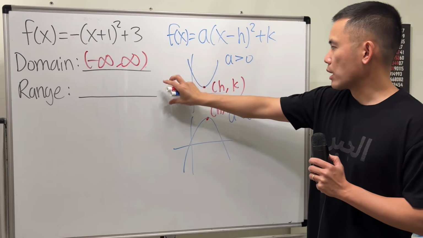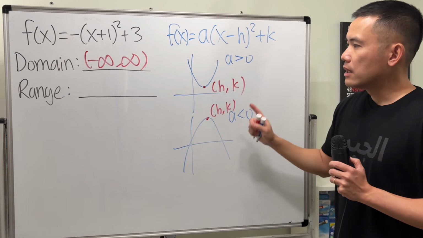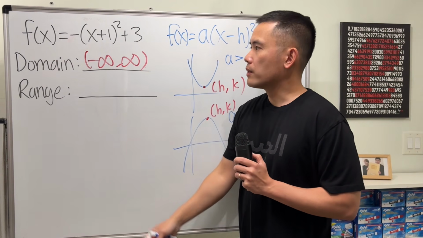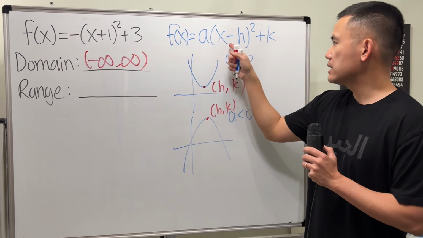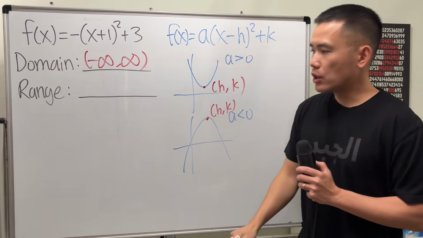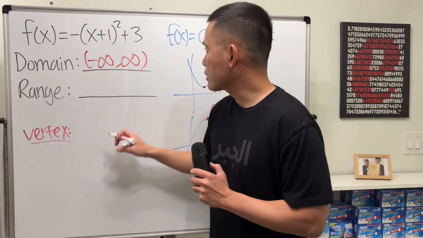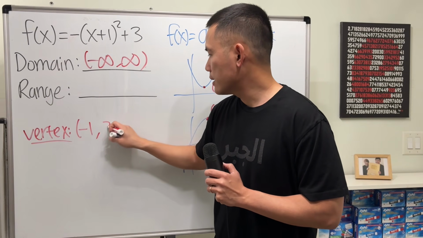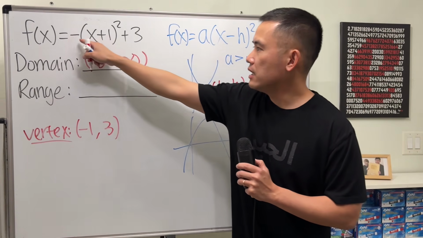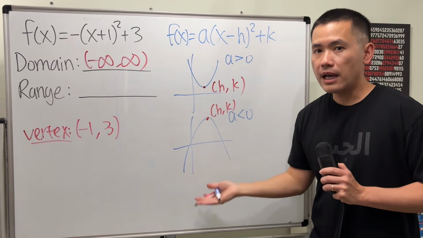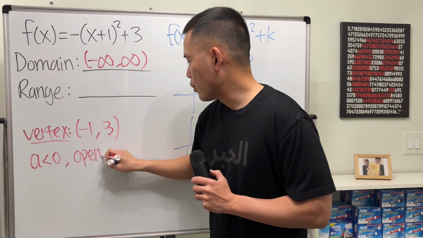And of course, you can move the parabola anywhere. Sometimes you might not have the x-intercept, but let's take a look right here. Be careful though. We have x plus 1. We actually have to do the opposite because here it's x minus h. So the vertex of the parabola is actually at (negative 1, 3). All right? And because the a value here is negative, we're looking at the open down situation. So a less than 0, the graph opens down.